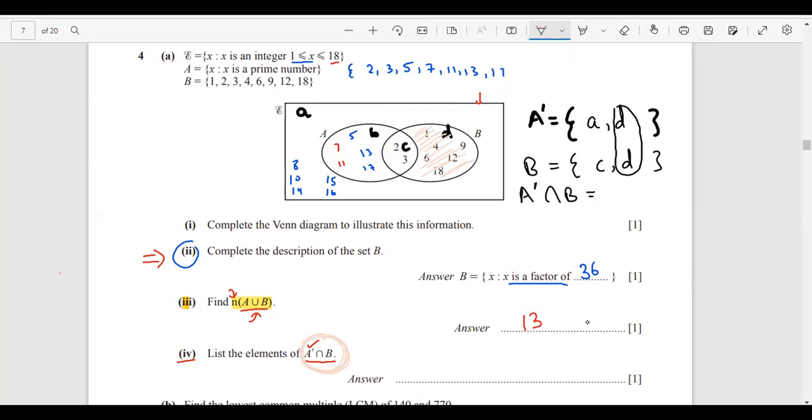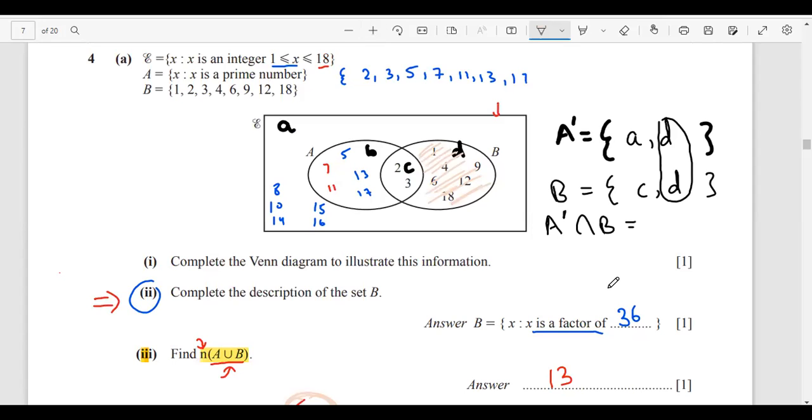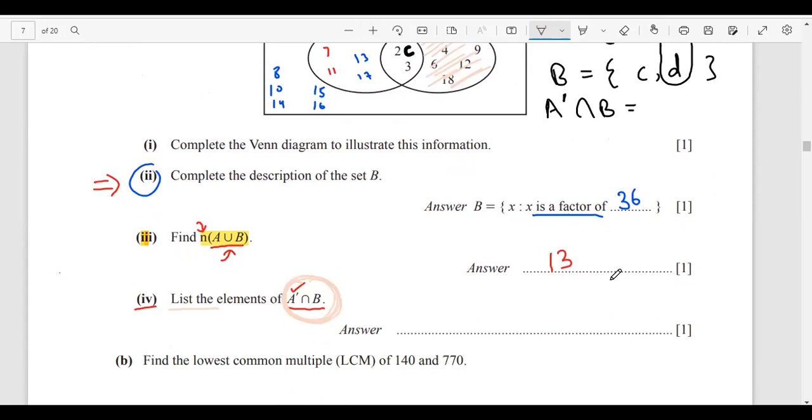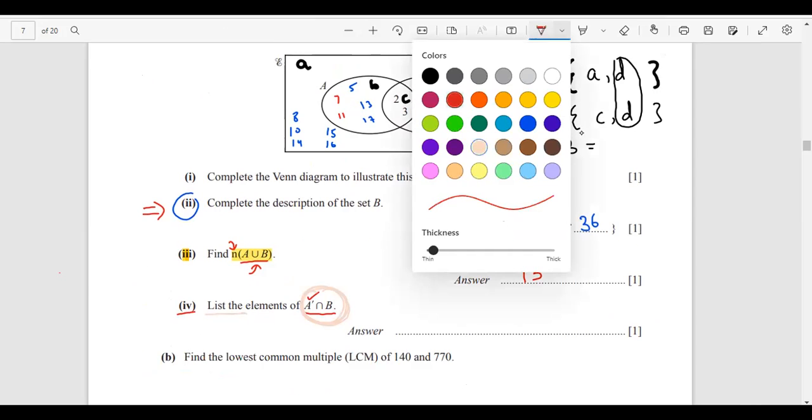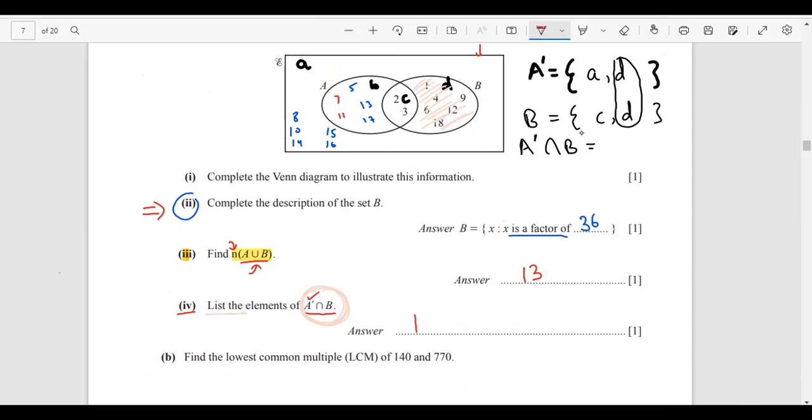अच्छा, question was about listing the elements. तो कौन कौन से elements हैं हमारे पास? 1, 4, 6, 9, 12 and 18. ठीक है? When it would be about listing, तो मैंने सबको list करना है. It is 1, 4, 6, 9, 12 and 18. So this is going to be the answer.